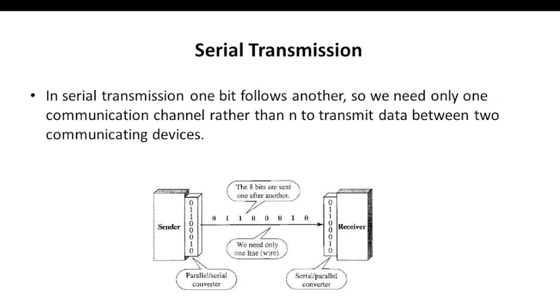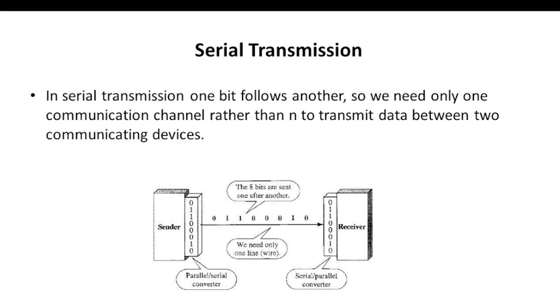Next, serial transmission. In serial transmission, one bit follows another, so we need only one communication channel rather than n to transmit the data between two communication devices. As you see in the diagram, we have a sender and a receiver, with a serial and parallel converter, and we have only one communication channel. In this, the data is sent serially.